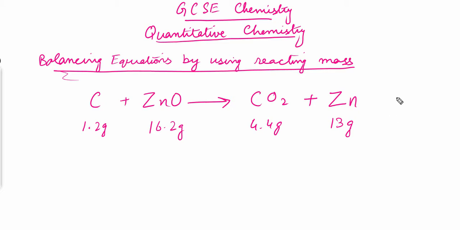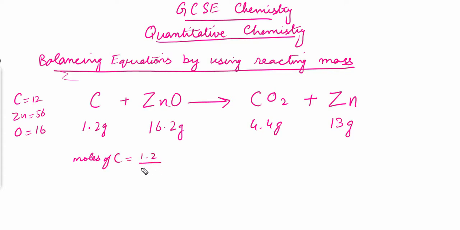So for that purpose, first of all, we have to work out the number of moles for each reactant and product. So let me just write down the molar masses. The molar mass of carbon is 12, the molar mass of zinc is 56, the molar mass of oxygen is 16. Okay, so let's find out the number of moles for all the reactants and the products, and from the information of the number of moles we'll be able to balance the equation basically.